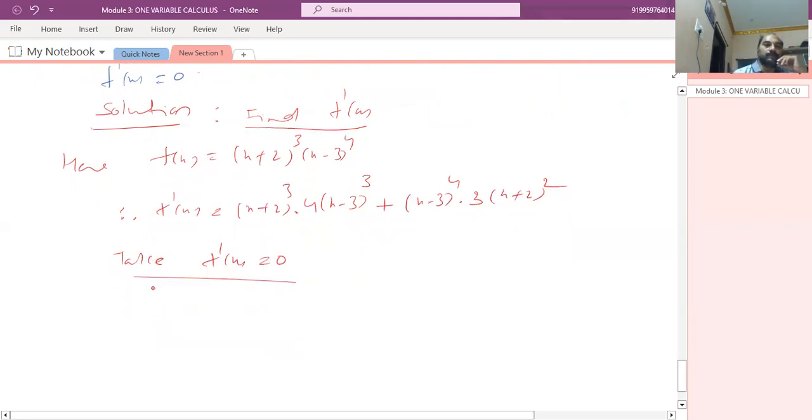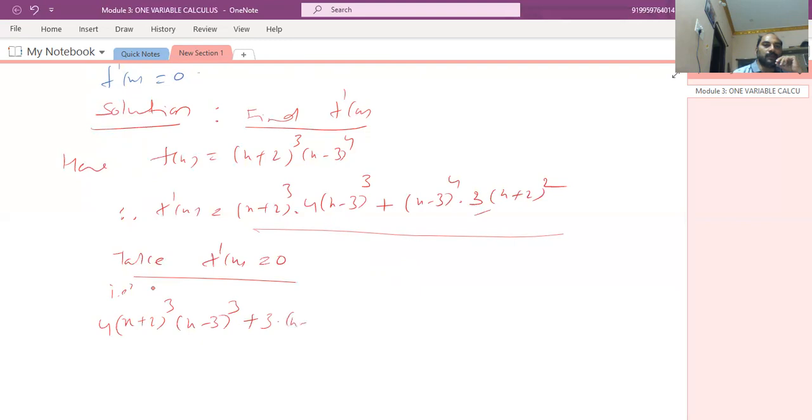f dash x value is this one, equal to 0. That is 4 times (x plus 2) whole cube into (x minus 3) whole cube, where 4 is a constant, plus 3 times (x minus 3) whole power 4 into (x plus 2) whole square, equal to 0.